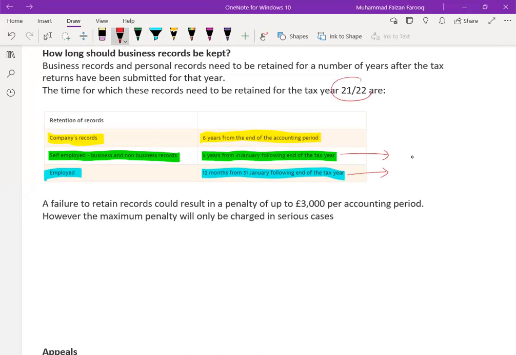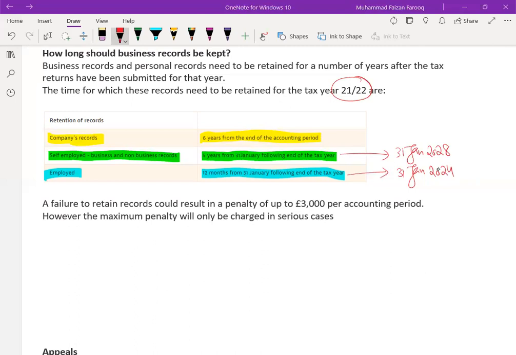If you want me to write a specific date for tax year, we are talking about 21, 22. So the specific date for business records is how many years? 5 years, right? So 5 years will be 31st January 2028. And the 12 months will be 31st January 2024. Got it?